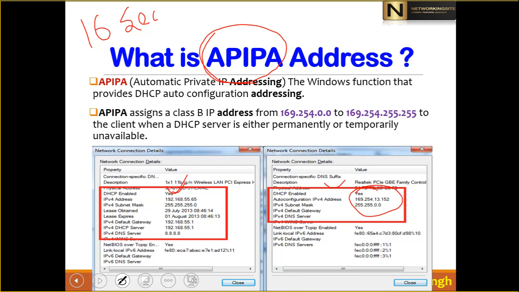Right now you can see this person is connected and has a DHCP IP address. You can see here DHCP is enabled. But when DHCP fails, your computer will generate an APIPA address, saying, my friend, I was looking for an IP address and I'm not getting one, so let me generate one. That is written here, auto configuration. That is known as APIPA, Automatic Private IP Addressing.